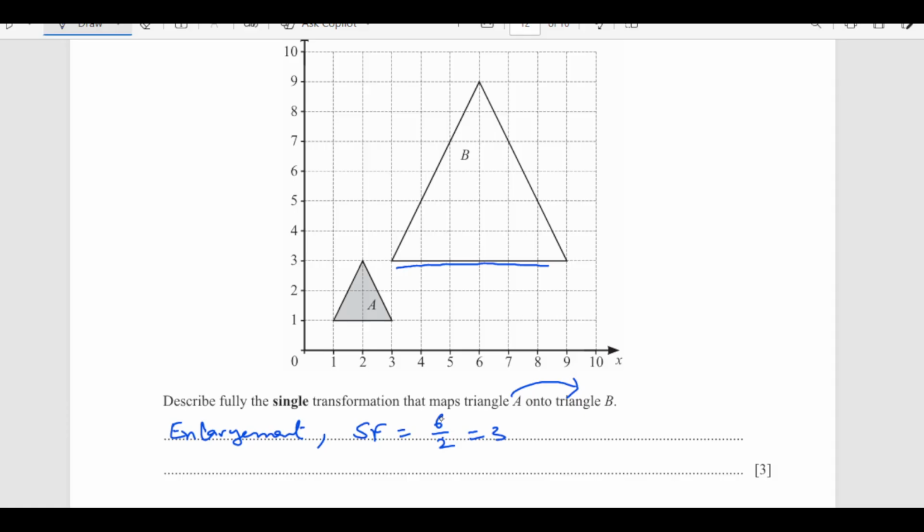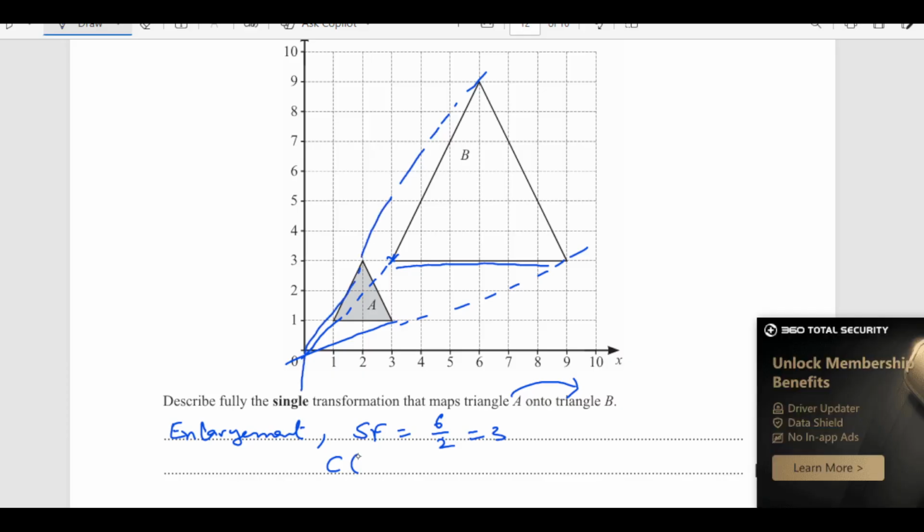Then we need the center. For the center, you take the corresponding vertices and draw a line. It's coming like this. For the other one, use your ruler. If you see that all these lines are meeting at point (0, 0), so the center is (0, 0), right?